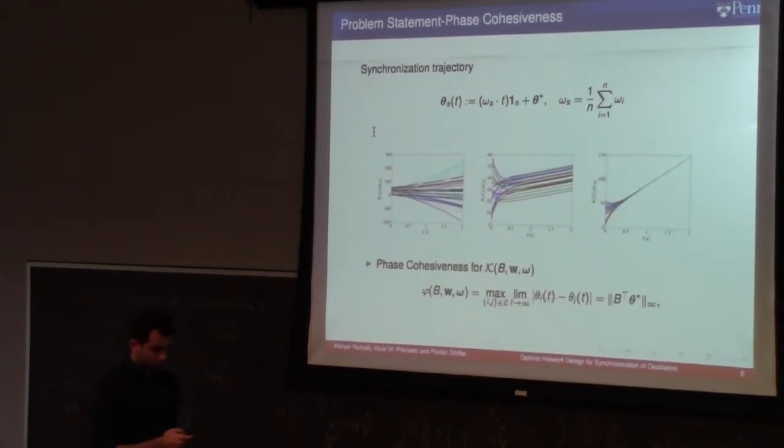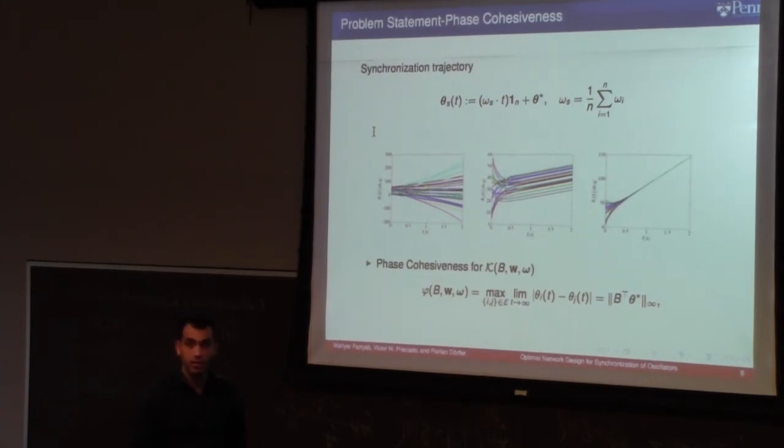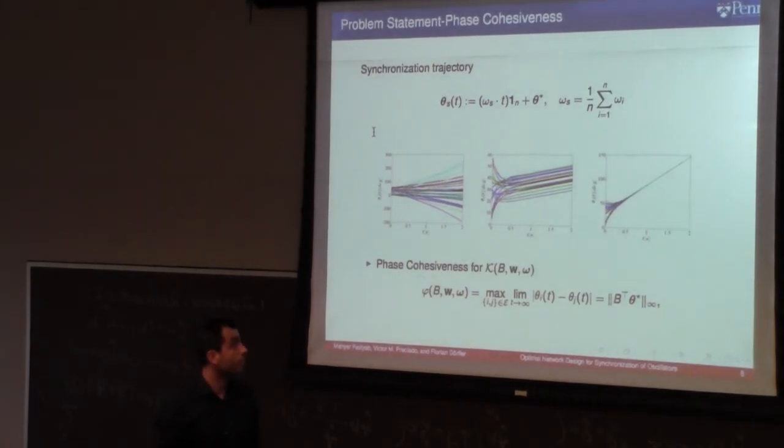Okay, so the frequency synchronization trajectory can be shown to be described by this equation. The first term is a time-dependent term: omega s, which is the average of the natural frequencies, the synchronized frequency, times t, the time, times the vector of all ones. So this is the consensus term, plus some constant theta star. This is my synchronized solution, right?